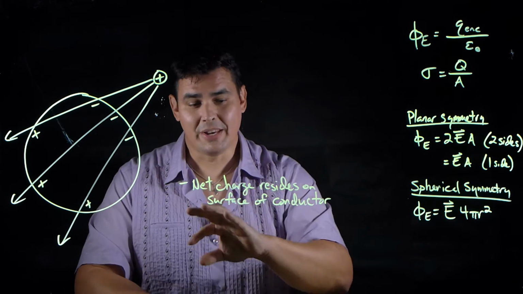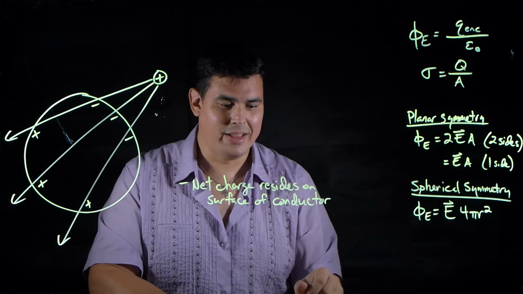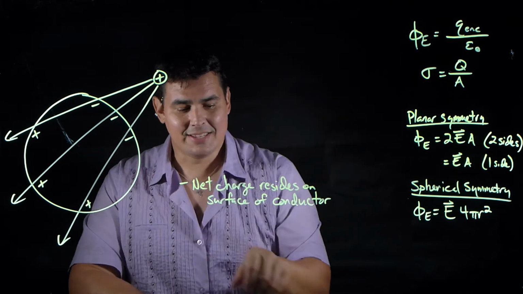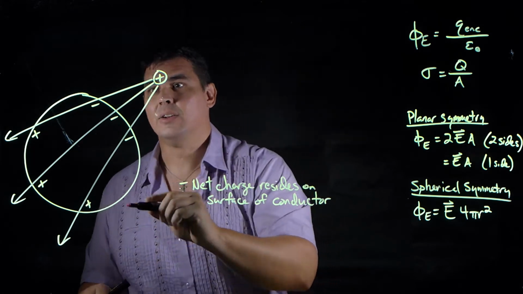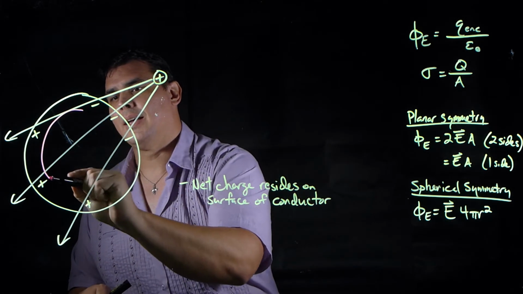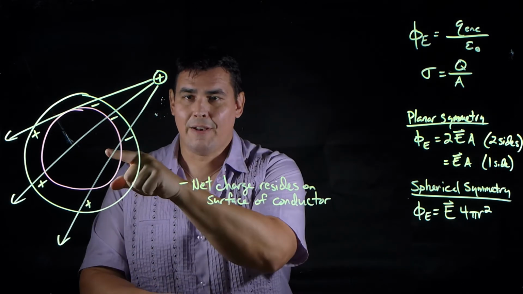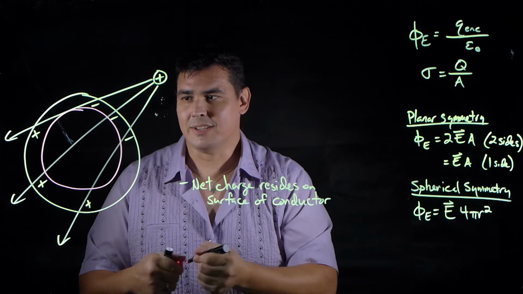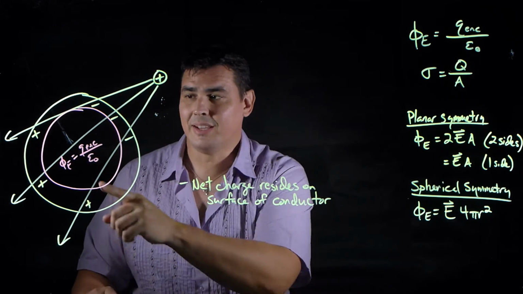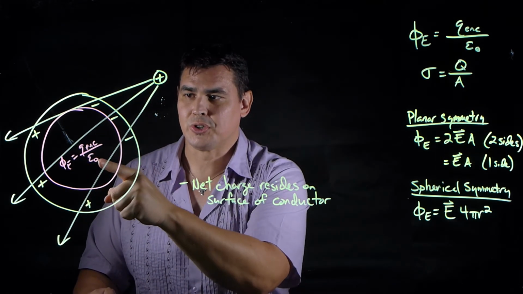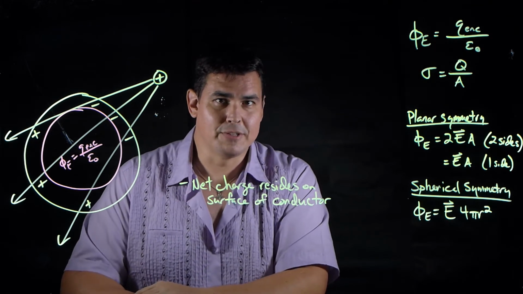Okay, so we can get some other important things out of this and get to why it's 0. If I take this and I draw a Gaussian surface inside, right? So I'm just going to draw a Gaussian surface right here, okay? If I apply Gauss's law to this, I know that the electric flux is equal to the enclosed charge divided by the permittivity of free space.